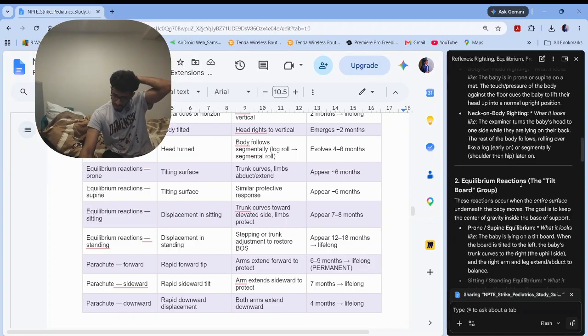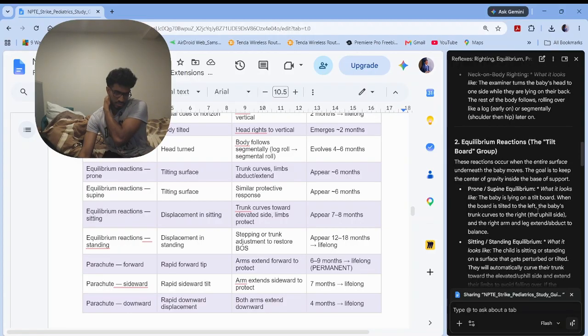Now the other one is called equilibrium reaction. Understanding this, this is called the tilt board group. These reactions occur when the entire surface underneath the baby moves. The goal is to keep the center of gravity inside the base of support. There's a base of support and it changes with the height or width of how you're standing. In the equilibrium reaction, instead of the body shifting, the base of support is changing.